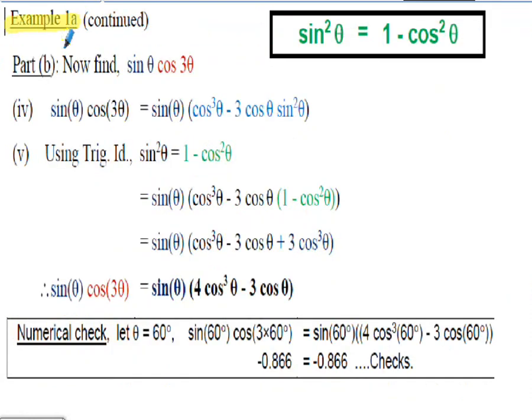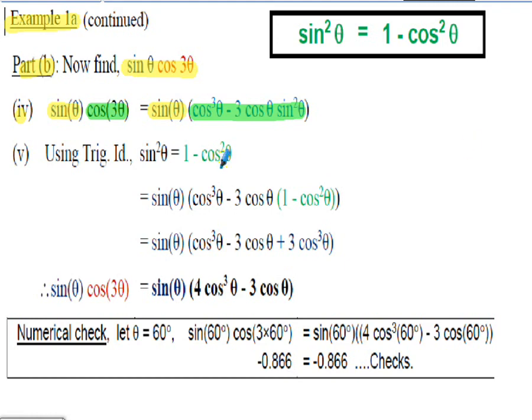Example 1a continued, we're now looking at part B. We're now asked to find the trigonometric identity for sine theta multiplied by cos 3 theta. So in part B, we're going to use the result from part A of this example to help us generate the identity sine theta cos 3 theta. So we've got sine theta on the left hand side multiplied by cos 3 theta. On the right hand side I've got my sine theta, but I'm replacing the cos 3 theta with the previous result from part A, which is cos cubed theta minus 3 cos theta sine squared theta. So that's from the previous slide.